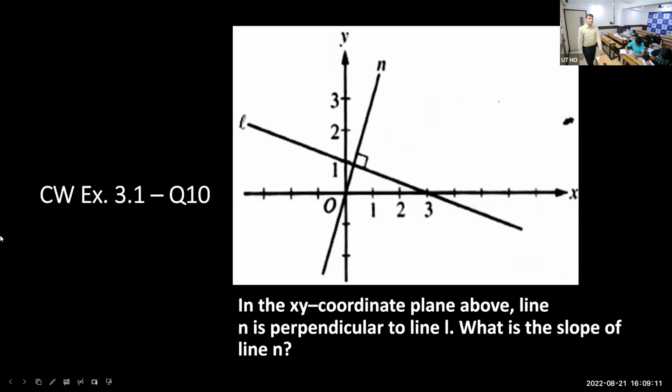Last problem for the day from SAT graded problem. You have to punch in your answer. Chat box में अपना answer मुझे भेजना है आपको. What is the slope of line L? Slope of line N. A very good question. Typical SAT type.